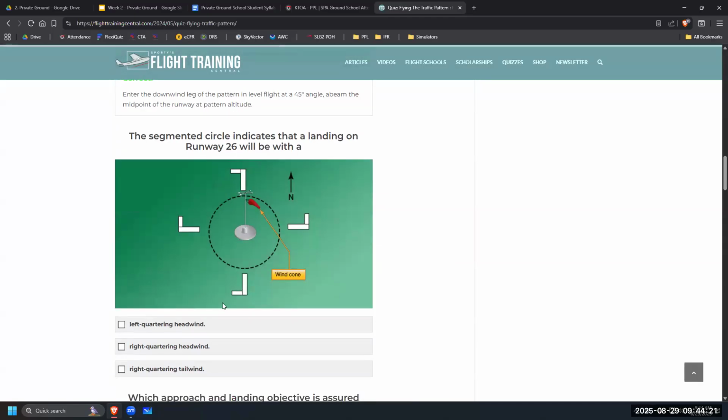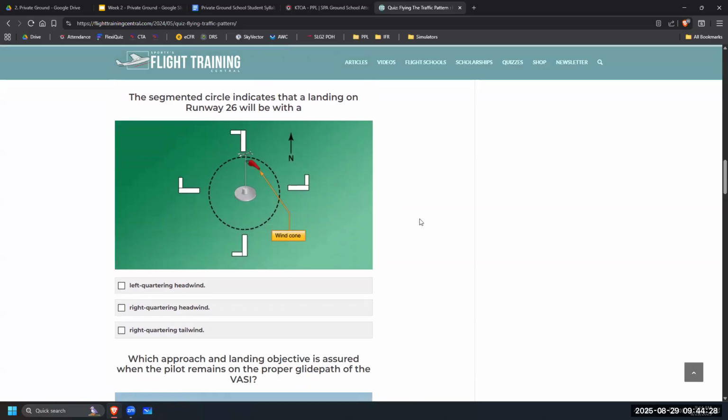Okay, back to this. Segmented circle indicates that landing on runway 26 will be with a... Wait, first we have to figure out where 26 would be, and then where the wind is coming from. Okay. Someone said A. We agreeing with A? Yeah. Tailwind. A? Okay.